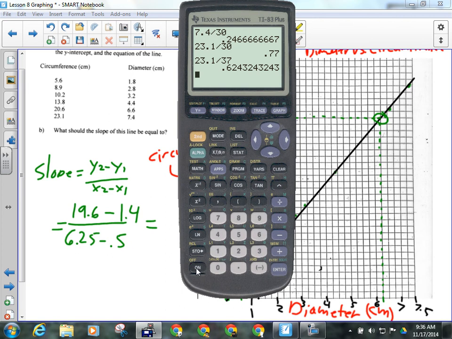All right, so we'll see how well I drew this. I have several times actually got 3.14 when doing this graph, so I'm kind of under pressure now to do this well. 19.6 minus 1.4 divided by 6.25 minus 0.5. Oh, it's pretty close.